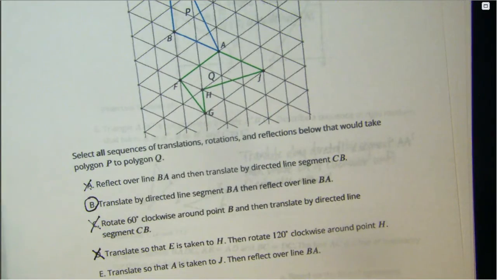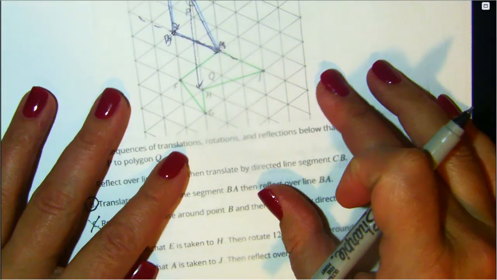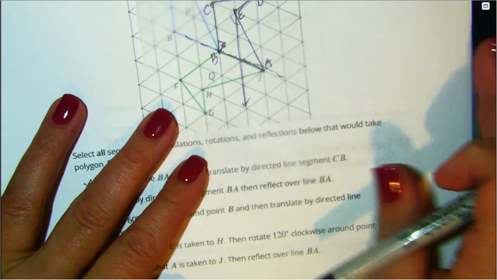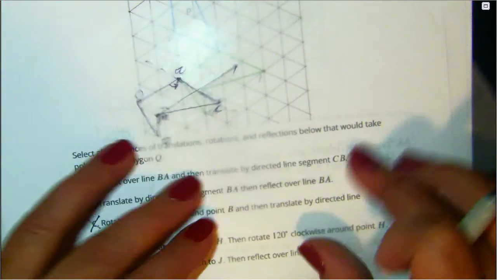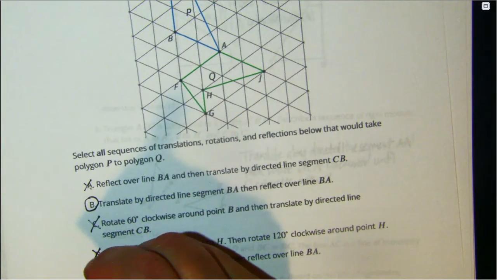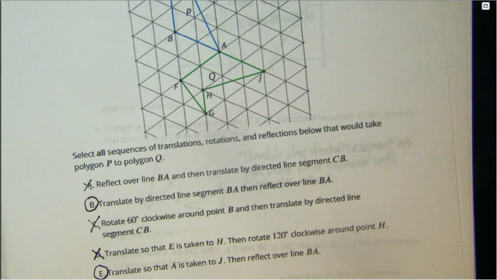Last one, translate so that A is taken to J. Then reflect over line BA. Bingo, it works. All right, guys, I hope that helped, and I'll see you soon.